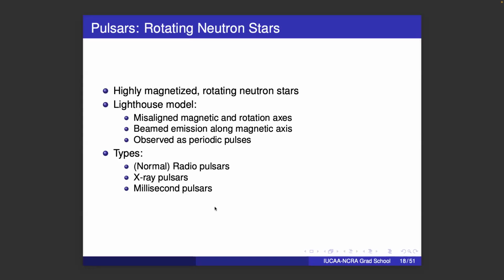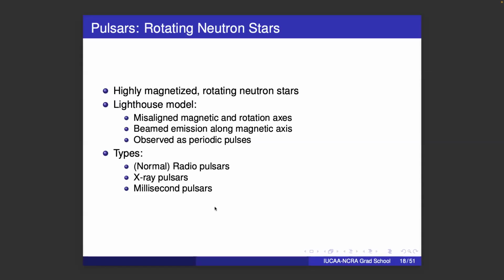So thousands of pulsars have now been discovered since the first discovery in 1968. Most of them are what are called radio pulsars or normal pulsars. Some of them are called X-ray pulsars. These are typically in binary systems, and now there is accretion beginning to happen onto the neutron star, right? These are not very common. They're much rarer than the radio pulsars.